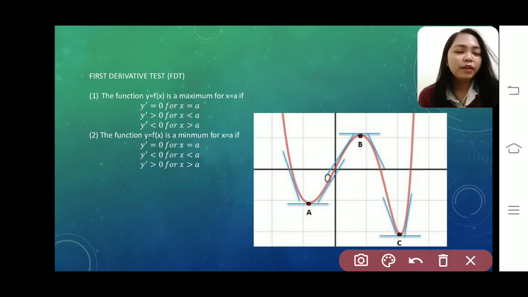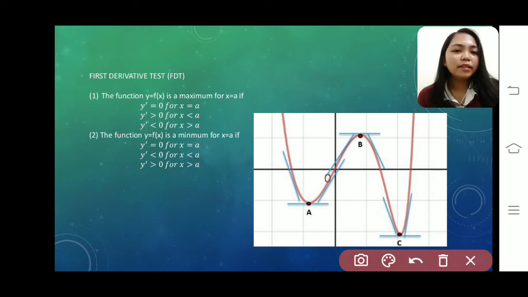So, dito, we are considering this point b, which is by visual analysis, siya yung maximum point. So, observe natin kung masasatisfy niya ito. At x equals a, so sa pinakatapat ng b na ito, sa value ng x niya, kapag doon tayo nag-create ng tangent line, we will have a horizontal tangent line, which is y prime is equal to 0. Therefore, satisfied ito.